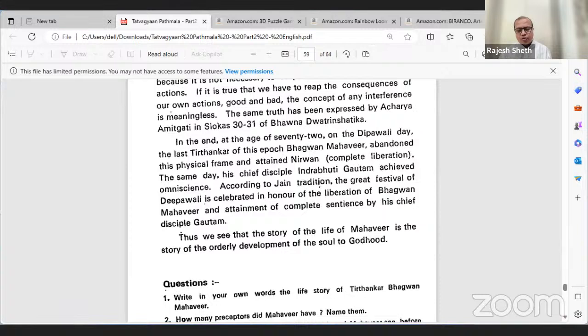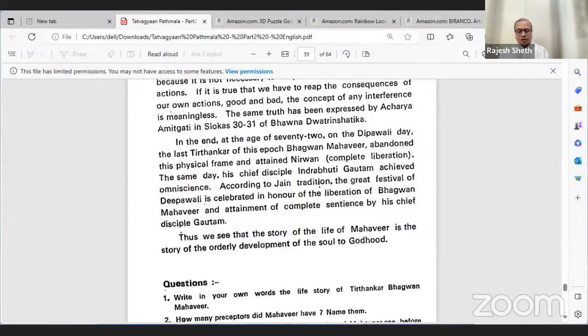Whatever deeds have been done by us, they definitely bear their fruit. There is nobody else who awards rewards or punishments for our actions. So whatever we do, we are going to face the fruition of it. Whether it is good or bad, we have to face it. There is nobody else who can take our fruition of karmas.